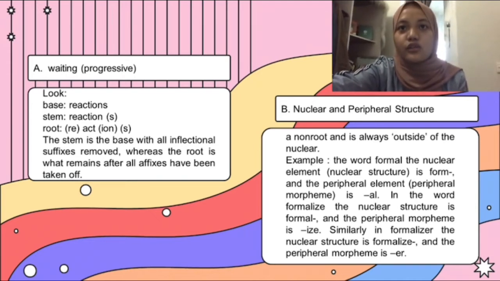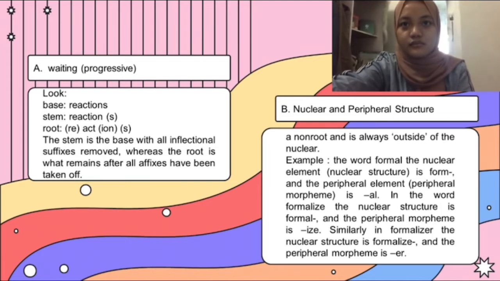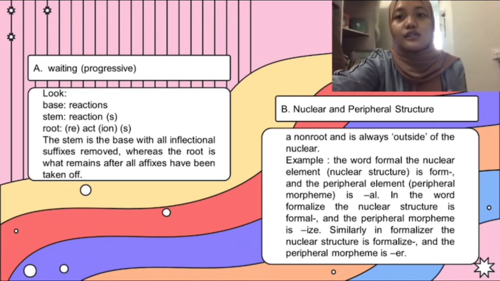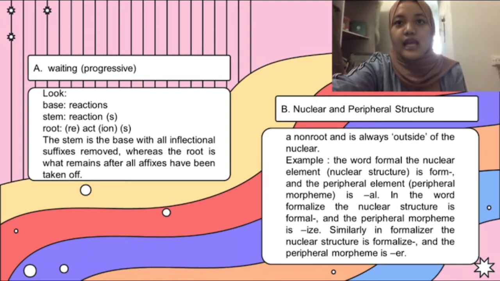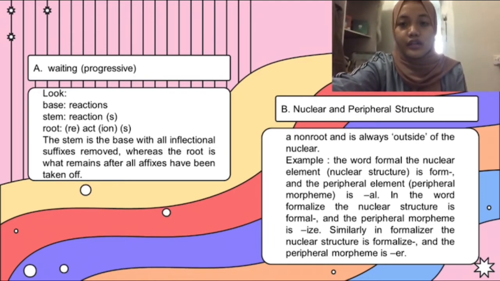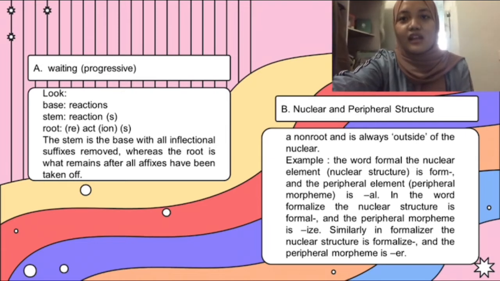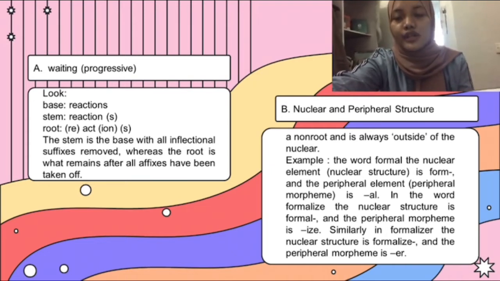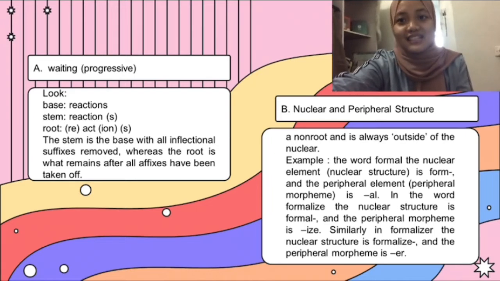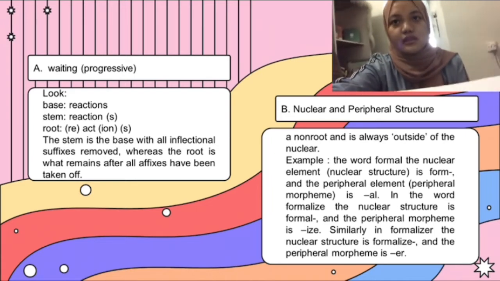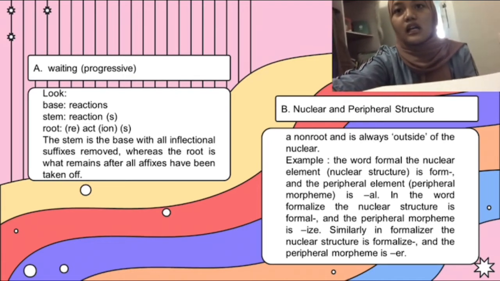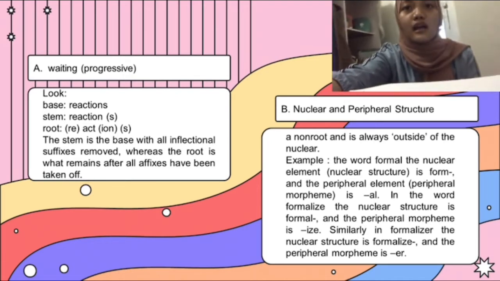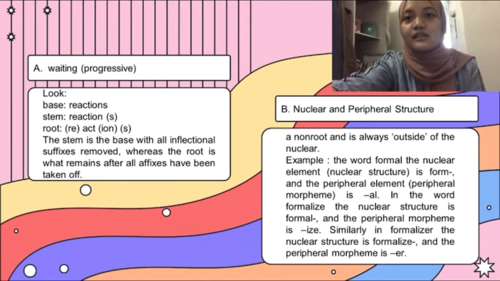B. Nuclear and peripheral structure. A non-root is always outside of the nuclear. Example, in the word formal, the nuclear element or nuclear structure is form and the peripheral element is al. In the word formalis, the nuclear structure is formal. Now, the nuclear structure and peripheral morphemes are the same as formalis with the nuclear structure.